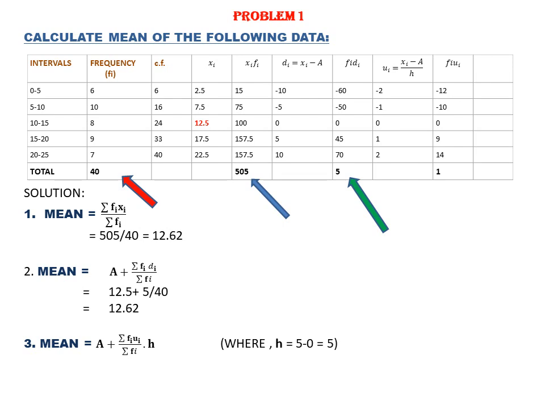And now we are left with fi ui. Now you see the second last column. You can see what the ui's are: xi minus A upon h. I have written the formula xi minus A upon h, right?